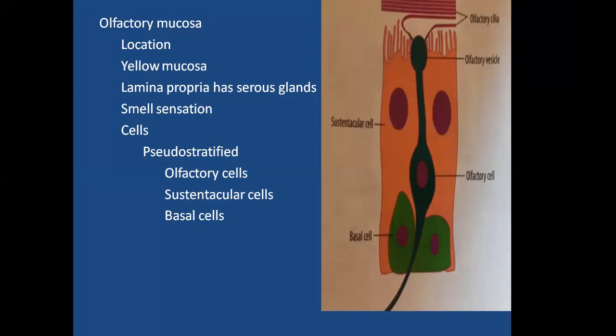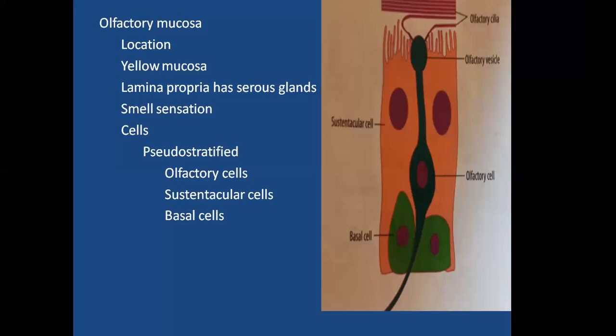To make it more clear again, the olfactory mucosa lies above the superior concha and over the roof of the nasal cavity. It is yellowish in color, and the lamina propria has glands, but these glands are only serous glands. If you remember, I told you that in the nasal cavity proper, the simple tubulo-alveolar glands are seromucous, while here the simple tubulo-alveolar glands are only serous in nature, and they have the ability of smell sensation.